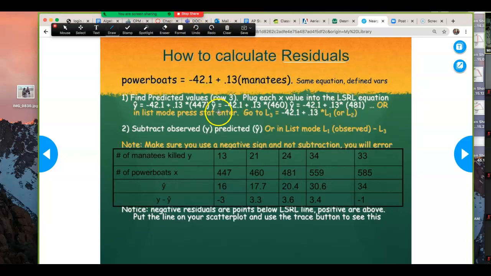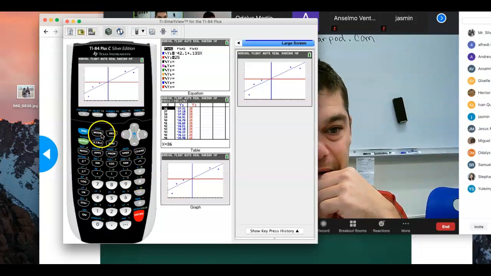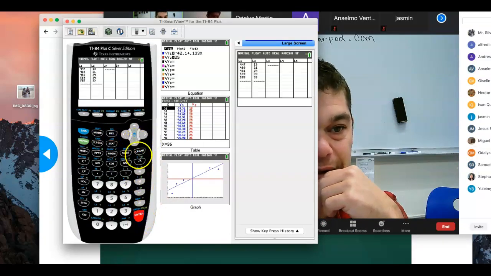So what I did here was I plugged 447 into the regression equation. I plugged in 460 into the regression equation. Plug in 481, 559, and 585. Plug all the numbers into the equation. And I think we could do it on our calculator, plugging the numbers in to figure out these predicted values, where they come from. I'm trying to think if I could do it on my calculator. Let me check my calculator. I think I got a trick for this.